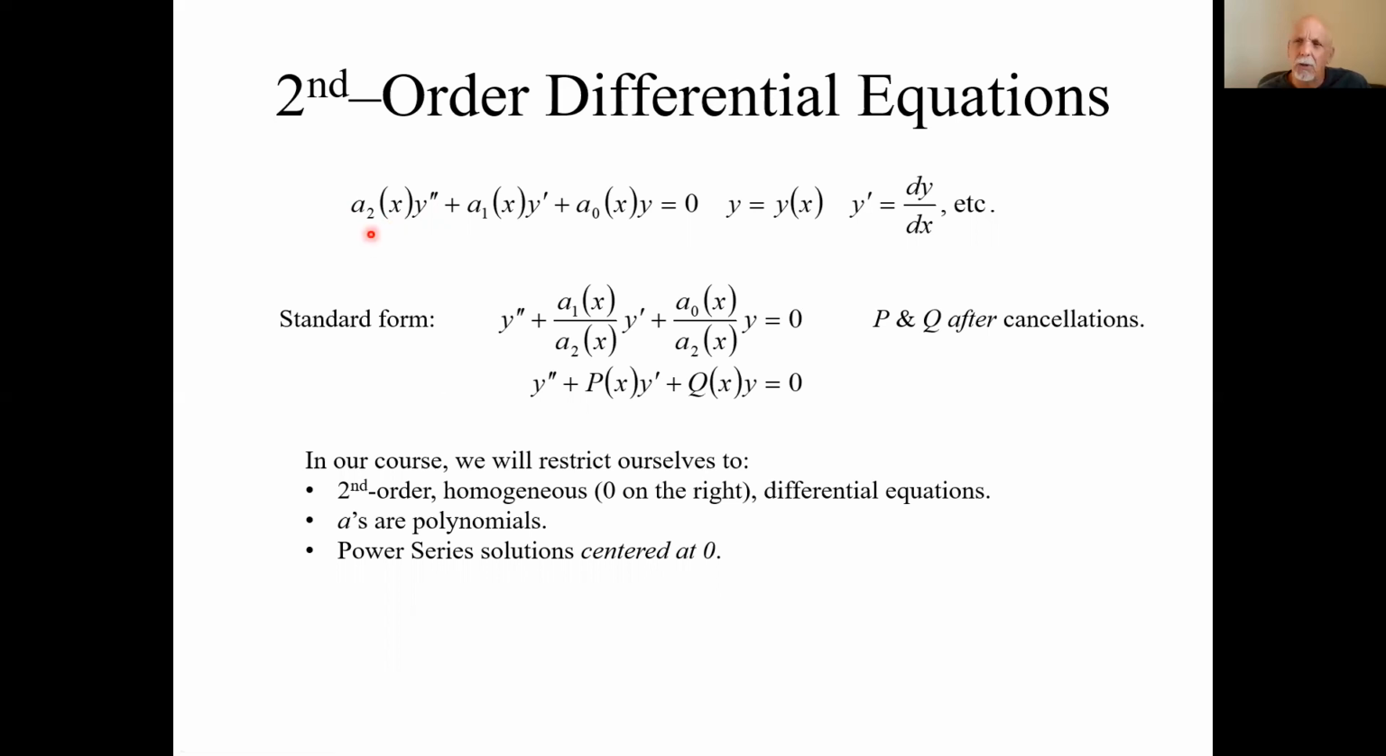So that's what the differential equation will look like that we're going to solve. We're going to talk about the standard form, and we get that just by dividing through by this upfront function a sub 2. When you do that, you get this. And if I cancel any common factors between these numerators and denominators, I get this standard form.